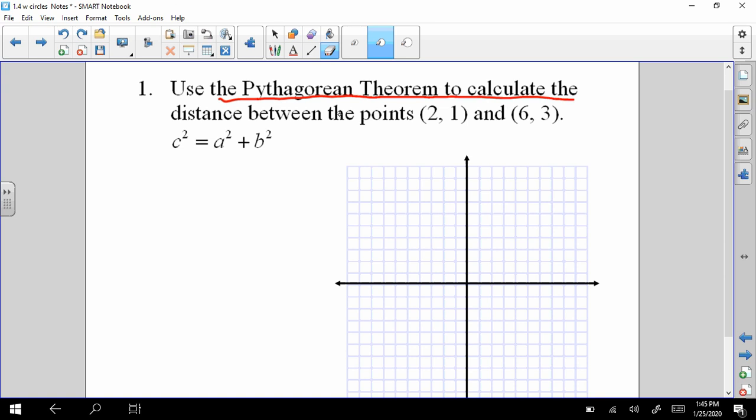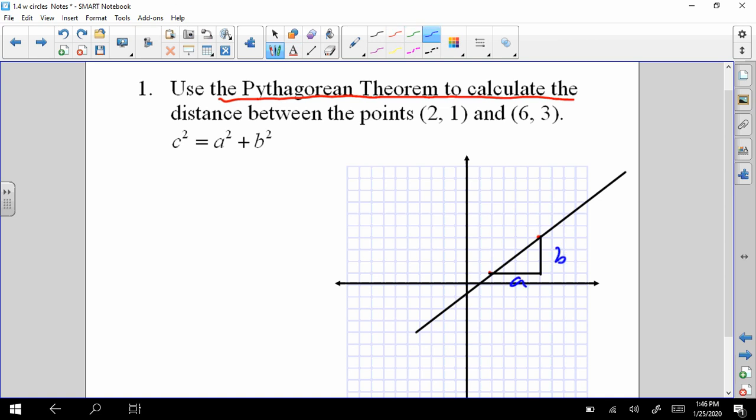Use the Pythagorean theorem to calculate the distance between the points 2, 1 and 6, 3. Now, the first thing you do with 2 points is you can make a line, right? But what do we know about every line? Every line has slope, correct? And the rise and the run between these form the legs of Pythagoras' triangle.